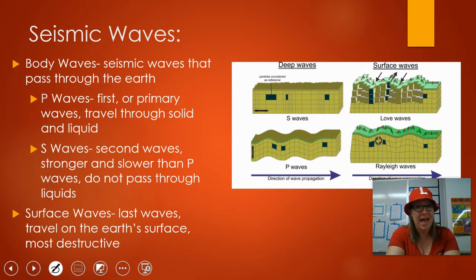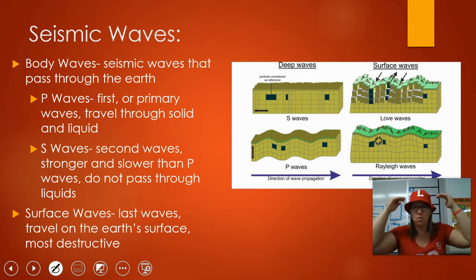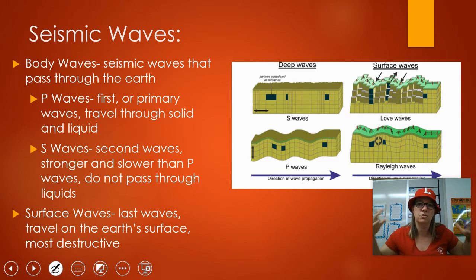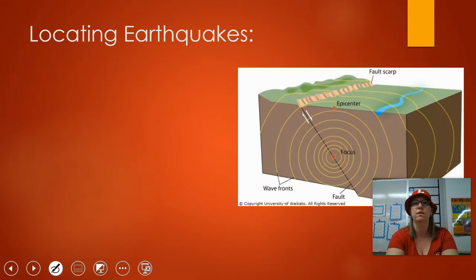The second wave, or the S wave, S for second, is stronger than the P waves, but slower. But they can only pass through solids, not the molten material. And then finally, we get the surface waves. They're the last waves that come. As these P waves and S waves are moving, they're getting closer to the surface. Once those seismic waves hit the surface, they're known as surface waves. Those are the waves that cause most of the damage because that's where everything is. They travel along the surface, and that's why buildings collapse and things like that. So you need to know those three types of seismic waves.